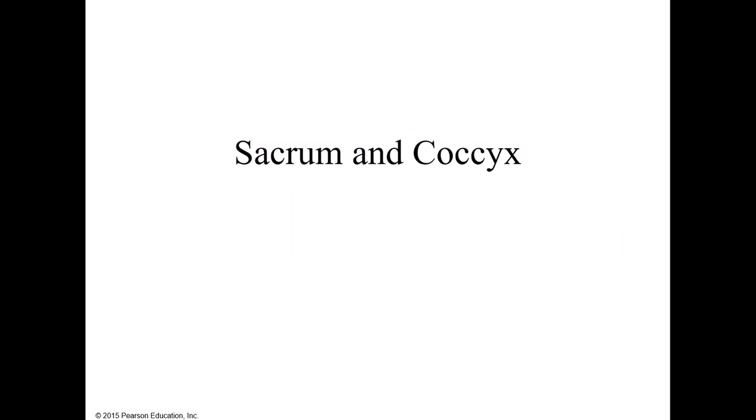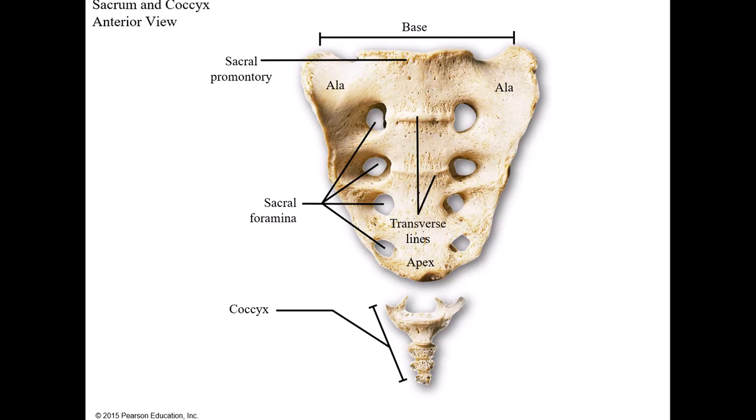Okay, so we'll finish up the vertebral column by looking at the sacrum and the coccyx. We can see here the sacrum is a triangular bone. This whole flat top part is referred to as the base. And then the point of the triangle down here would be the apex. Now, this is an anterior view.